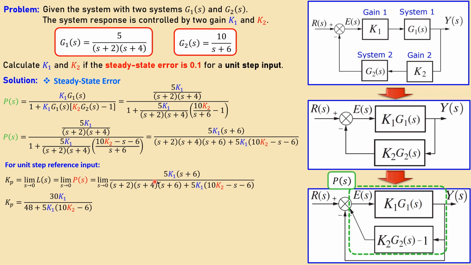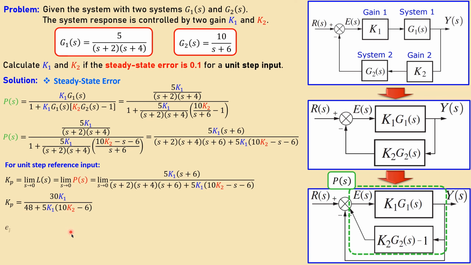If I now evaluate this at s equal to 0, so I just substitute s equal to 0, so you actually delete all the s's here. So what you get is 5k1 times 6, so it is then 30k1. You get here 2 times 4 times 6 will be 48. You will get here 5k1 times 10k2 minus, this is 0 of course, and minus 6, which is actually the result. Okay, then we have now an expression for kp.